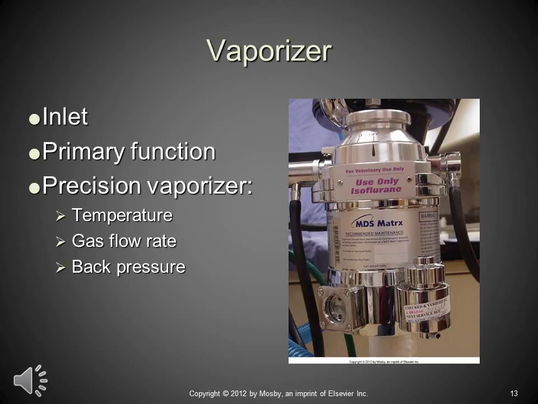which is then going to go out the outlet. There are precision vaporizers and there are non-precision vaporizers. Precision vaporizers are going to compensate for temperature, the gas flow rate, whether there's a lot or a little bit of oxygen coming in, and any back pressure on the system. The beauty of a precision vaporizer is if you set that knob at the top to 2%, you're going to get 2%. If you set it at 3, you're going to get 3. If you set it at 4, you're going to get 4. That's the beauty of it. You know precisely. Non-precisions, that's not always the case.